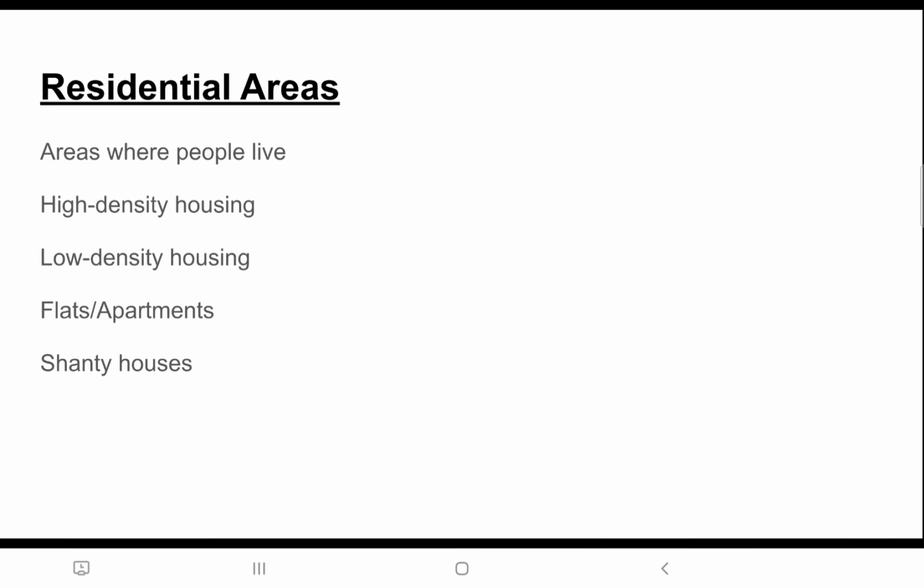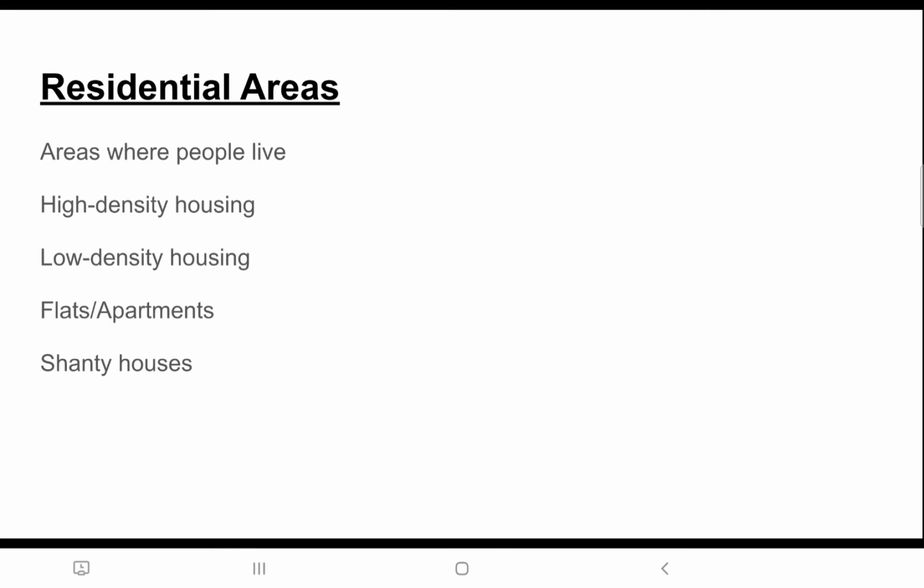Now, high density housing is where dwellings are pretty small and there's little or no open space between them. So there's a lot of them all crowded together. It's often found in older parts of towns and cities and close to the centre.